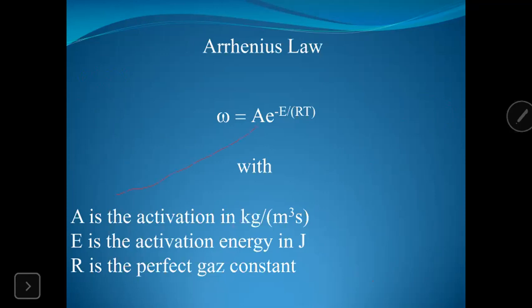A is the activation factor in kilogram per meter cube per second. E is the energy of activation in joule. RT is energy in joule. R is the perfect gas constant. T is the temperature. Understood? And this term is without unit, joule over joule. This term is the Arrhenius law for the evaporation and the combustion, and it can be W for the oxygen.